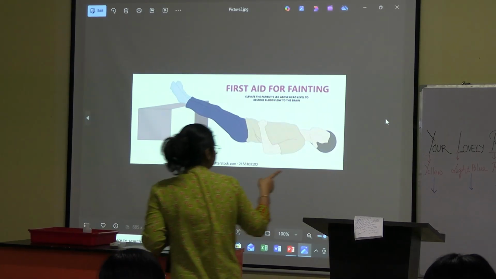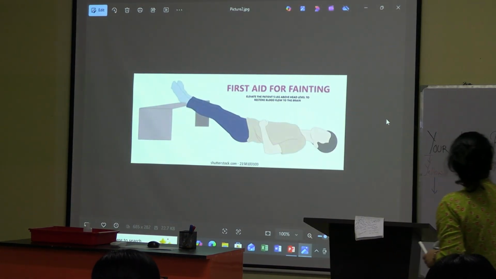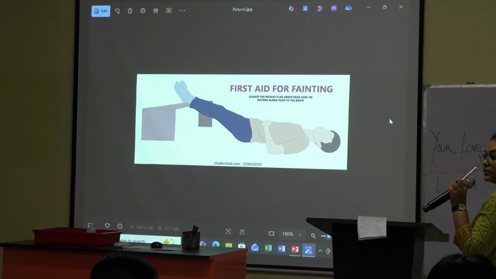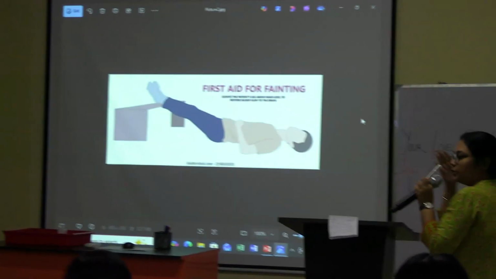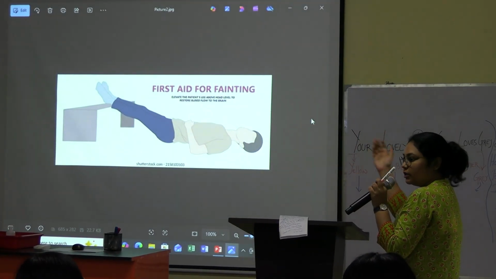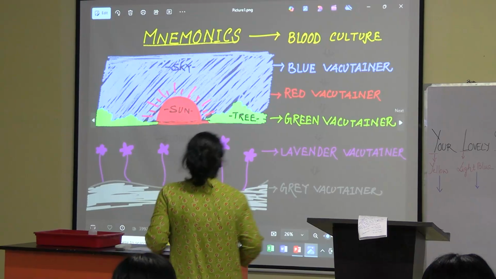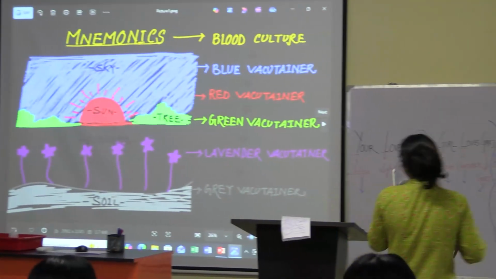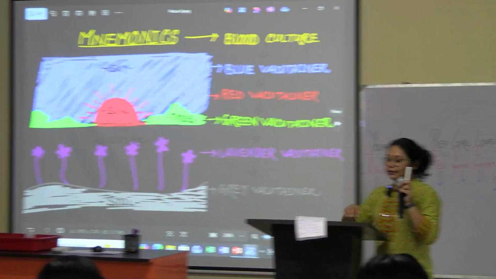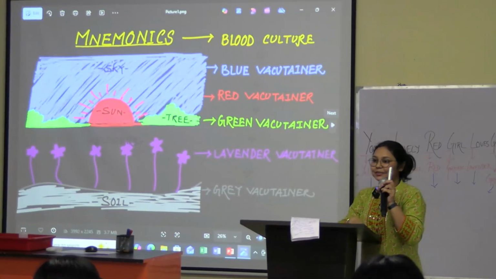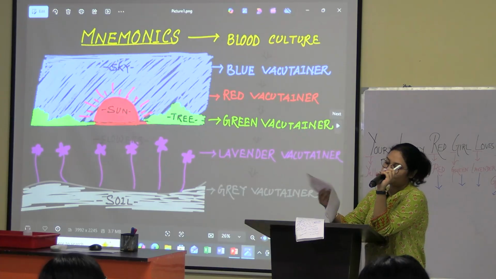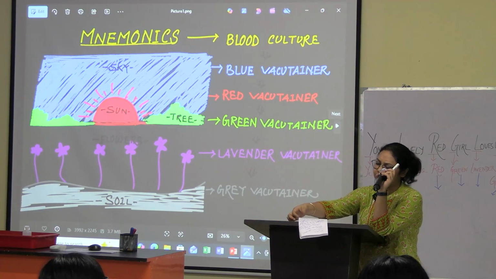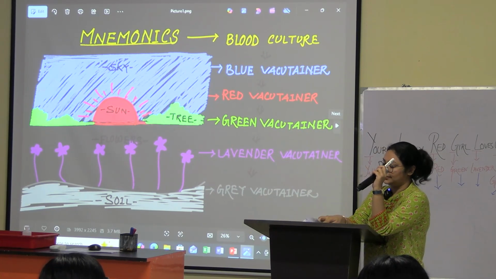See, this is the position which I told you about for the management of syncope. This is the proper position. The patient is asked to raise his or her legs. And see, this is a nice picture, beautifully drawn by one of your teachers, Dr. Prarthana. This is for better understanding.